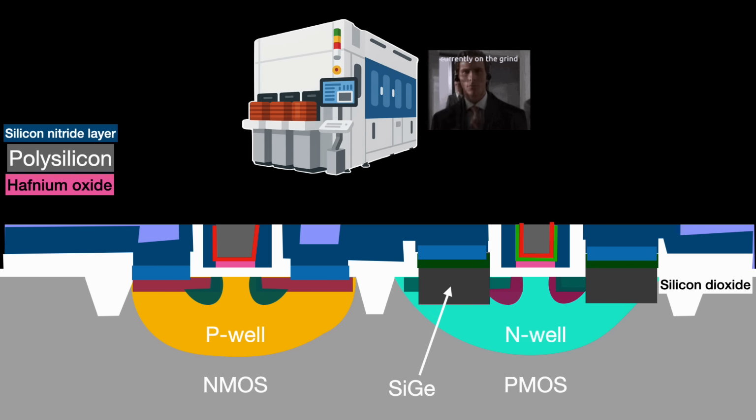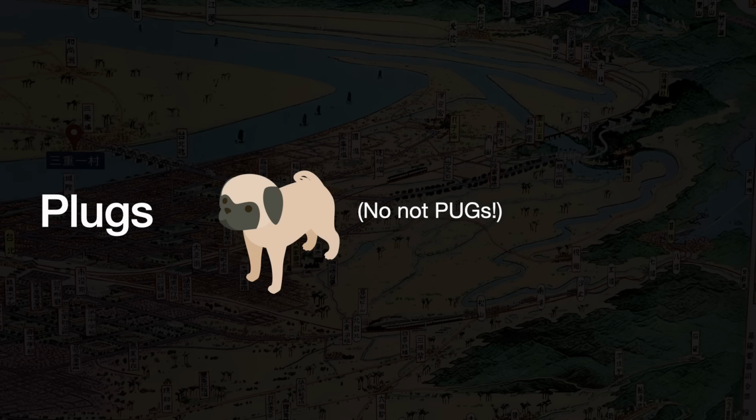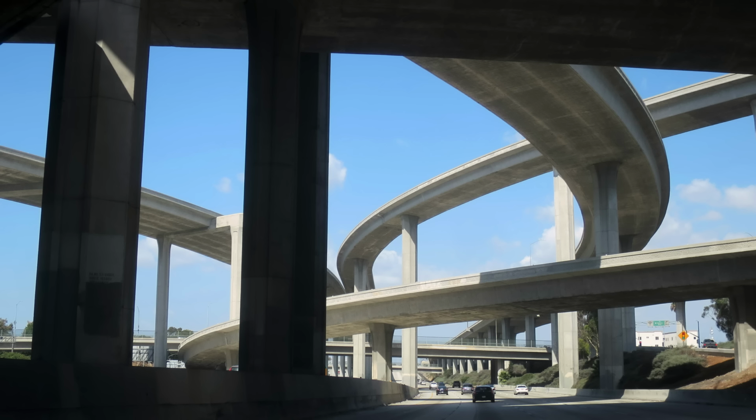The final two things to do now are to make the plugs and copper interconnects. The plugs refer to the vertical pins that go down to the contacts on the transistor, connecting them to the interconnect metal layers. If the transistors are the streets and the interconnects are the highways, then plugs are like the on-ramps. I know I used the same metaphor twice.